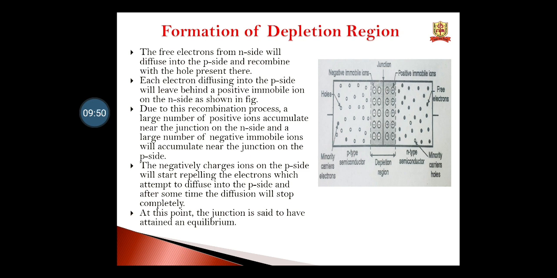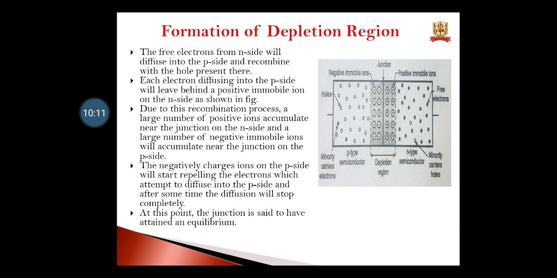Because of this, there are negative immobile ions on the P side and positive immobile ions on the N side. The negatively charged ions on the P side will start repelling the electrons which attempt to diffuse into the P side, and after some time the diffusion will stop completely.